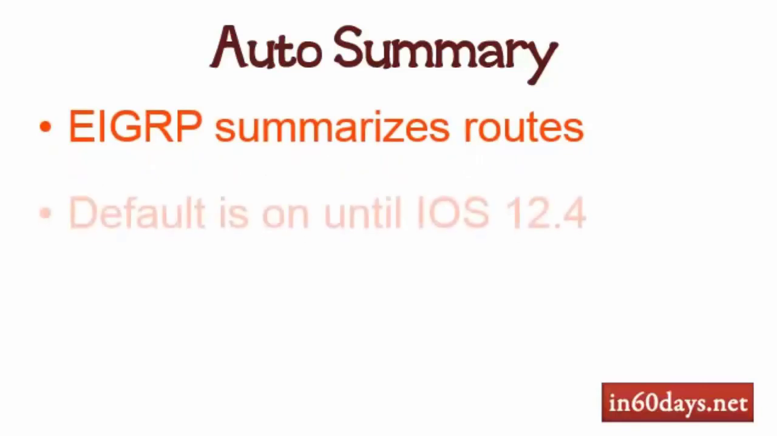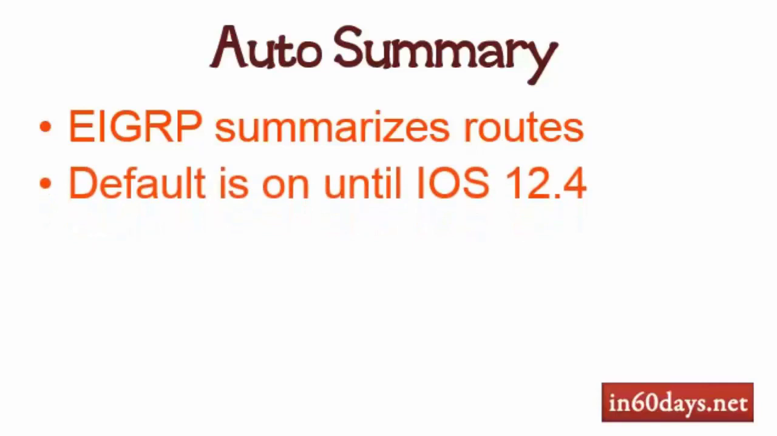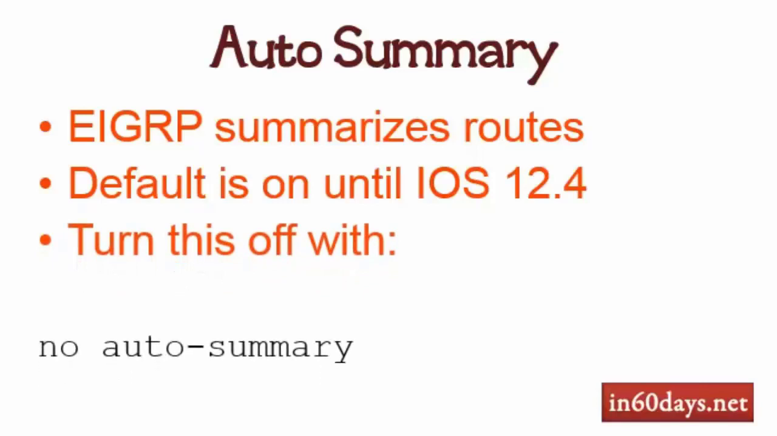EIGRP is designed to automatically summarize routes. It does it on all major network boundaries. So if you've got a 10 network, it will advertise it as a /8 network on any major network boundary. Now that's actually been changed as default behavior from IOS 12.4 onwards, so auto summary is turned off. If you need to manually turn it off with an earlier IOS than this, the command is simply no auto-summary.